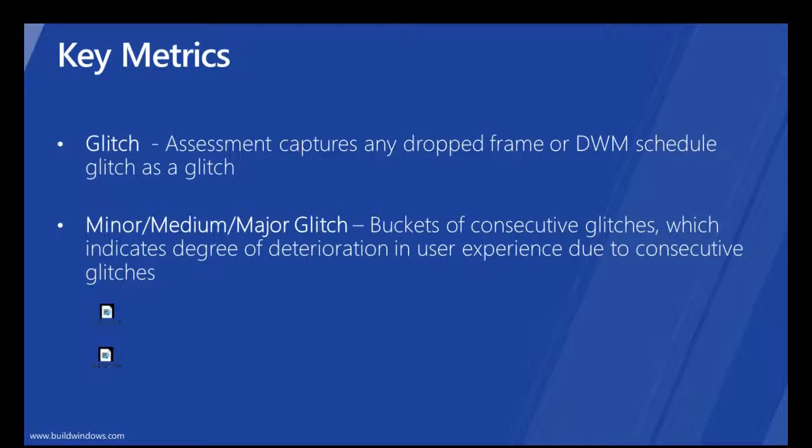So the key metric used in streaming media results is a glitch. By definition, a glitch is any detectable visual or auditory defect in the user experience. This assessment captures any dropped frames or DWM schedule glitches as a glitch. So let me pull up an example of a very glitchy streaming experience of the sample video.